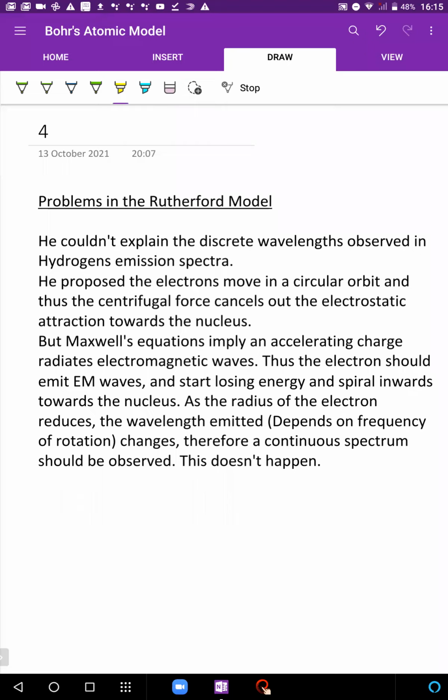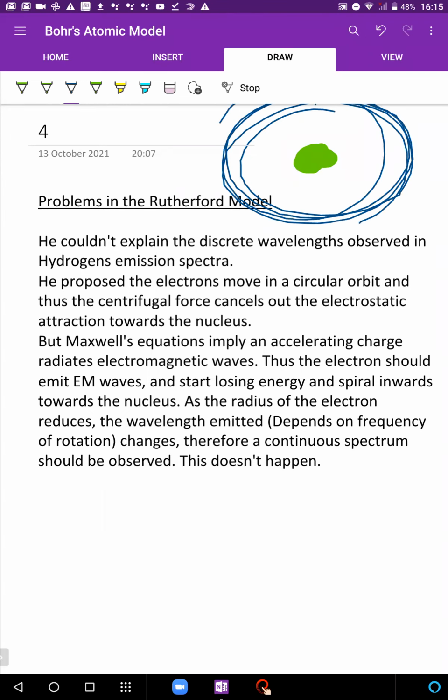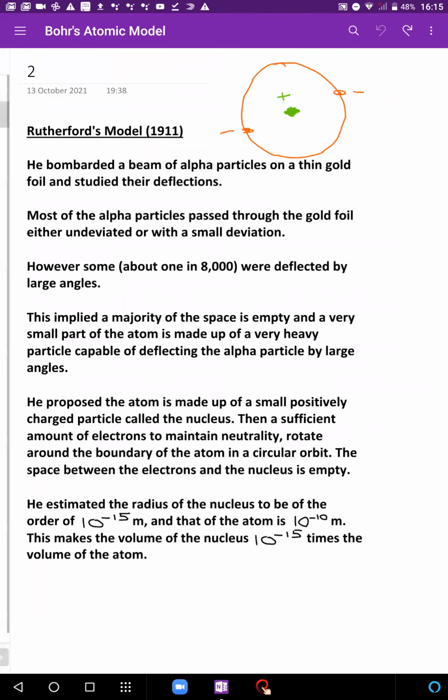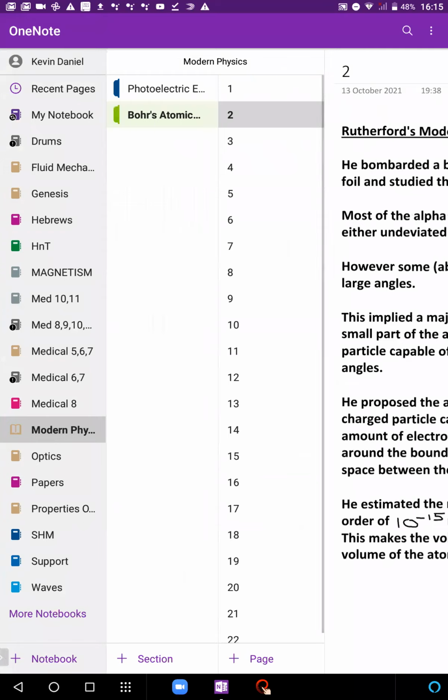Coming back to this, Rutherford proposed there is only one orbit. This is a little subtle, you may not be clear about that, but Rutherford proposed that the electrons move on the boundary. Look here, second paragraph, second last line: they rotate around the boundary of the atom in a circular orbit.